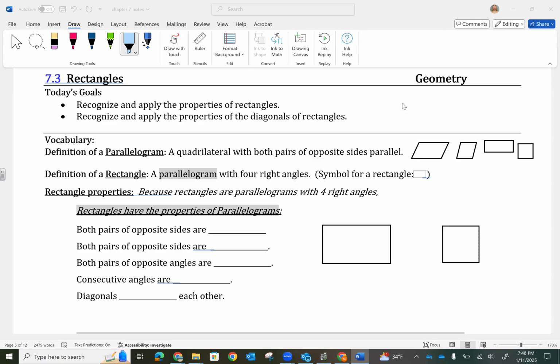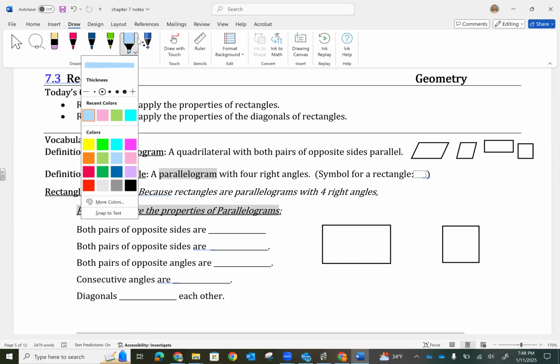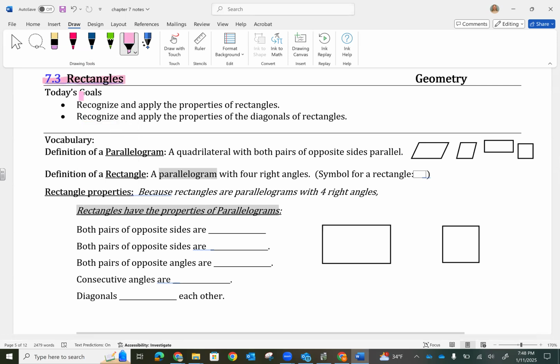Okay, so today we're going to be talking about rectangles. With rectangles, we are going to learn their properties, okay? Because basically a rectangle is a parallelogram with additional features, okay? So a rectangle is going to be a parallelogram that has four right angles, okay?